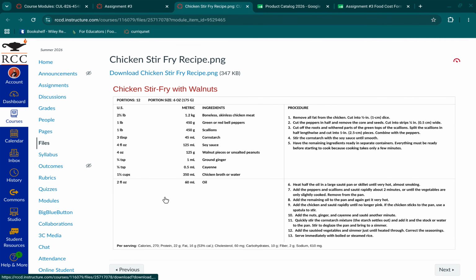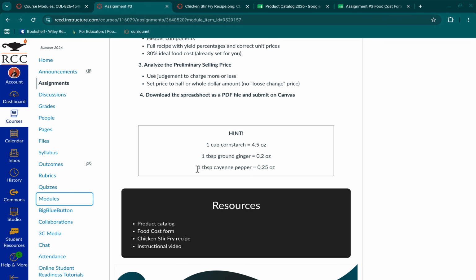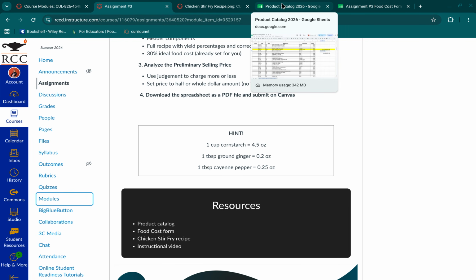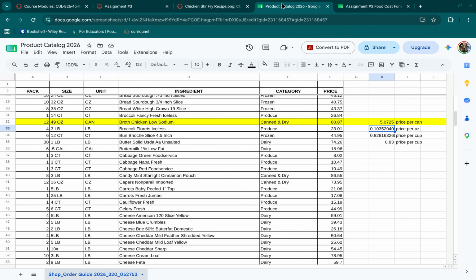And don't forget about those conversions you're going to need for the volume measurements that you have. So there's the cornstarch, teaspoon, and teaspoon, and you're going to convert those into ounces. So on that assignment page, this will come in handy because we buy cornstarch probably by the ounce. We definitely buy our spices by the ounce. We don't buy them by the cup or tablespoon. So use those conversions, use your culinary unit of measure knowledge to do that.